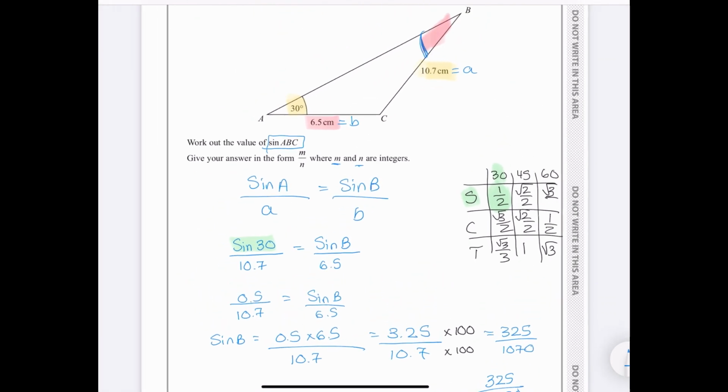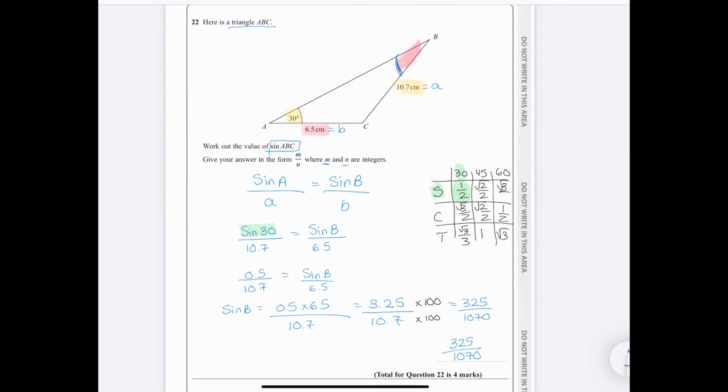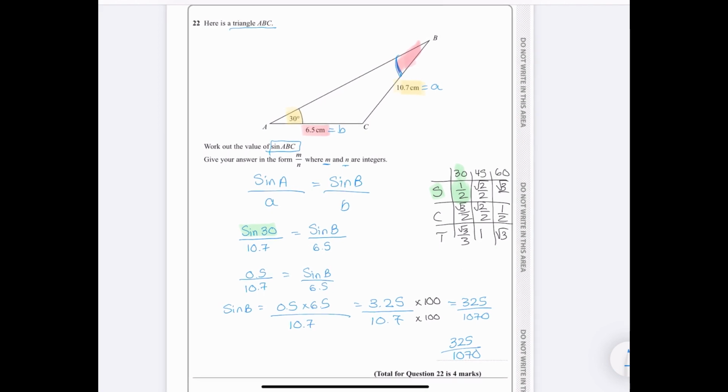That's my answer there. Okay, so it's a sine rule question. Set it up, use your trig exact values, and then get rid of the decimals from the fractions. There you go.